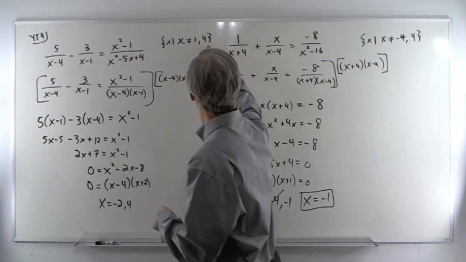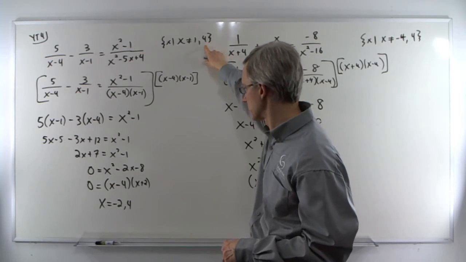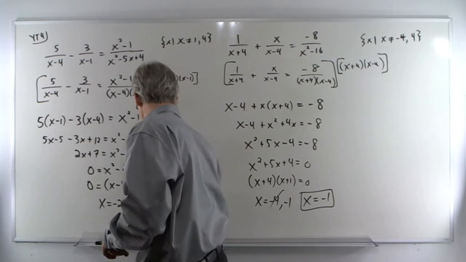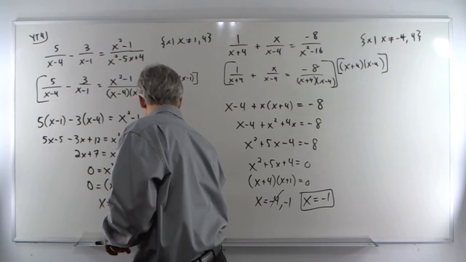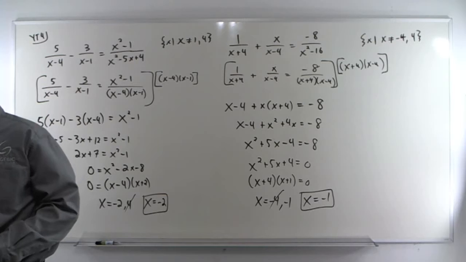So comparing that with the numbers excluded, 4 is excluded, so that is not a solution. So the only solution is x equals negative 2.